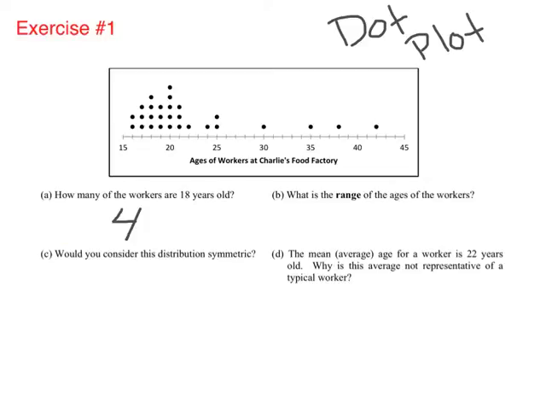What is the range of ages of the workers? Well, the range is going to be my highest number, which is right here. This is my largest age, which is going to be 42, minus my youngest age, which is 16. So therefore, my range is 26 years.